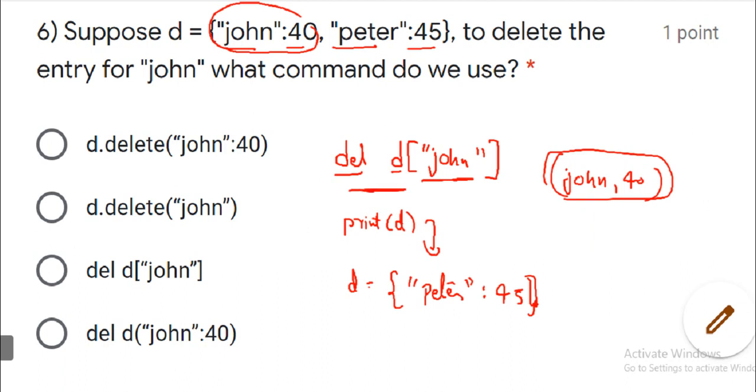If you want to delete the entire dictionary, you just write del D. If you execute this command, the entire dictionary will be deleted. So this is a way of deleting an individual item from the dictionary. You can delete an individual item from the dictionary using the key only. With the value, you cannot delete the item from the dictionary.